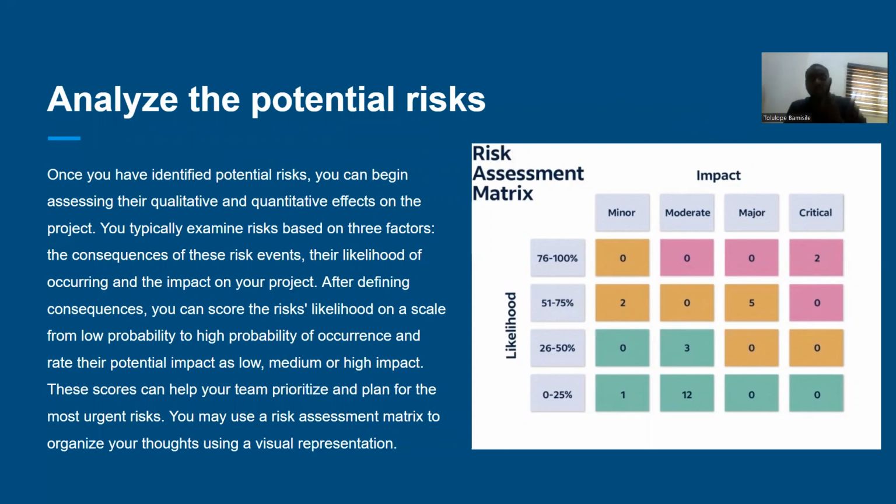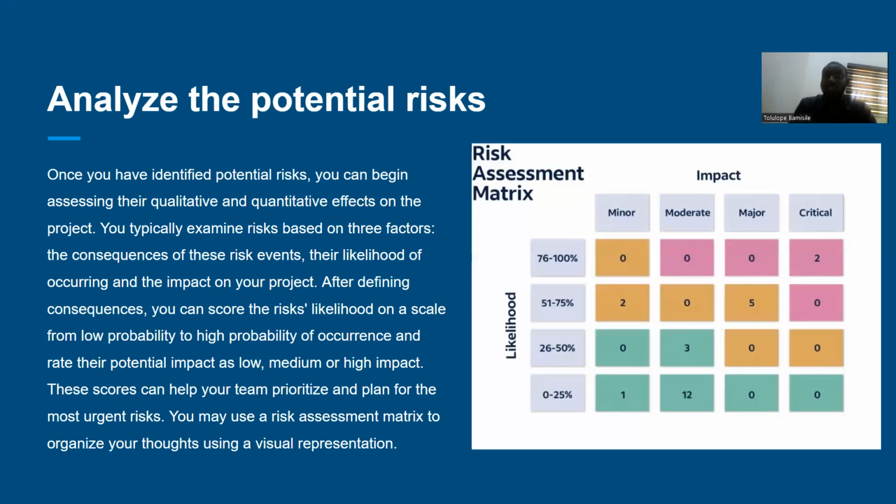After defining consequences, you can score the risk likelihood on a scale from low probability to high probability, and their impact as low, medium, and high. And this score can help you prioritize and plan for the most urgent risks. So here, you're just trying to pick out which risk is urgent that you need to focus on first.